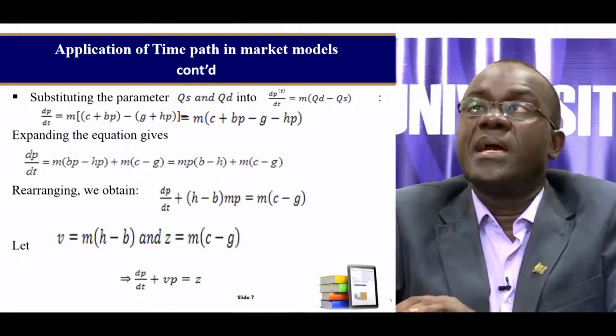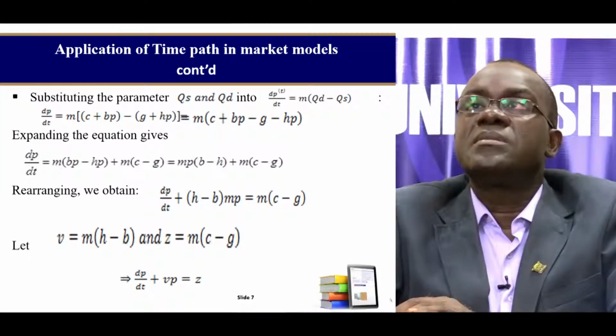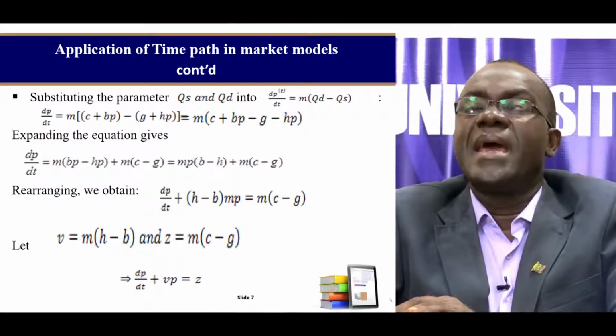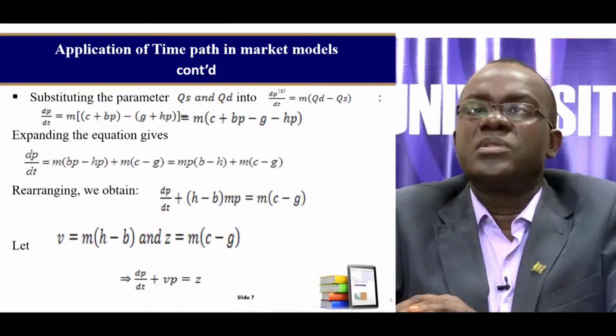Let's be more practical here. In our equation that I set off, what I've done is that if we put in the demand and supply equations that I mentioned earlier, and then reorganize them, we get something like this, okay? But further, if we make the substitution that V is equal to what we have standing here, and Z is equal to what is standing over here, we are going to have this.